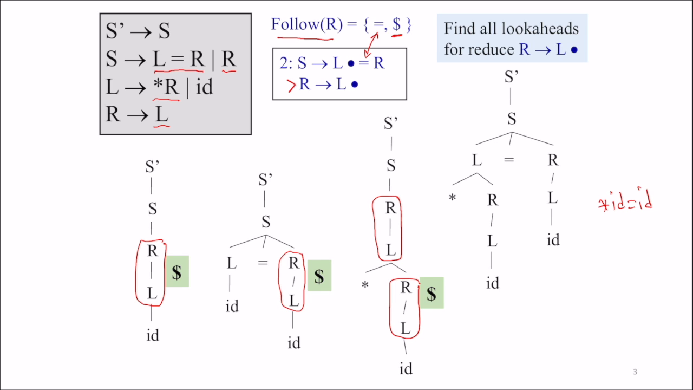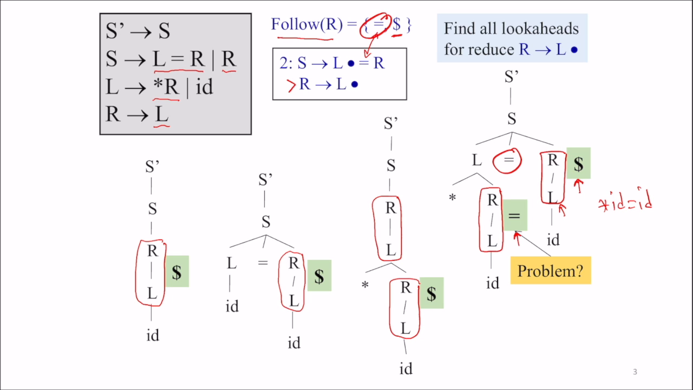Now if I look at R goes to L, there are two cases here, this one and this one, right? This one does have the equal to in the context of the reduction of R goes to L, and the second one over here has the end of input symbol. So you finally have something which has this equal to in the follow of R. But notice, in a follow set, I would get both the equal to and the dollar, right? I get both of these. But is this really a problem?